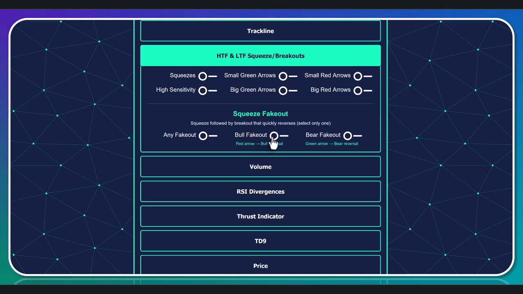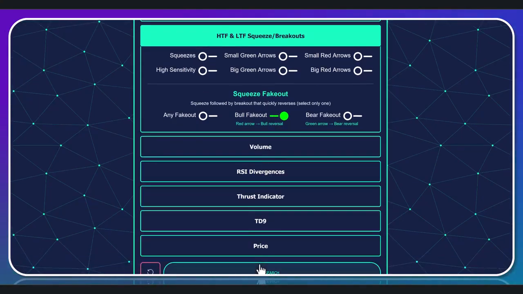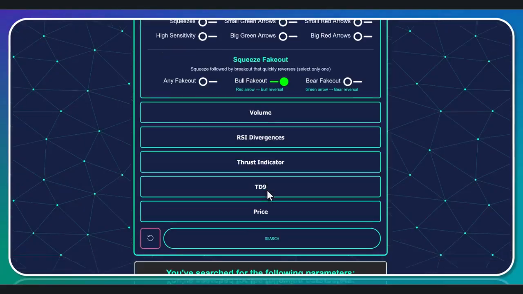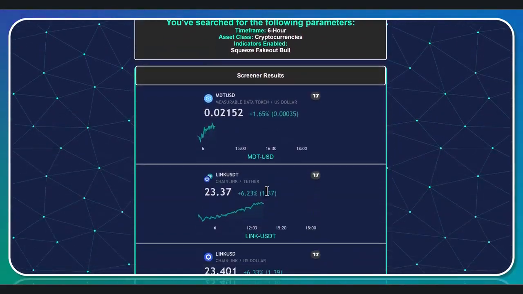We've got the ability to scan for bullish squeeze fakeouts, for bearish squeeze fakeouts, and if you're like me and you just like playing fakeouts, you can scan for both of them. Let's go ahead and look for some bullish squeeze fakeouts. I'm not going to give you guys too many results. I don't want to spoil it for those that have the Alpha Screener, but let's look for something popular.